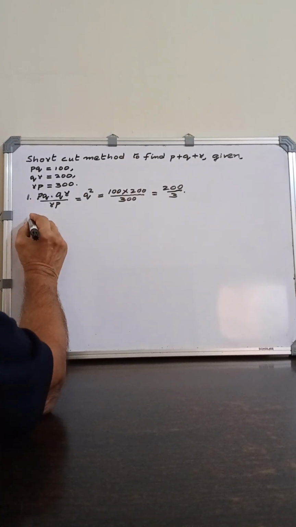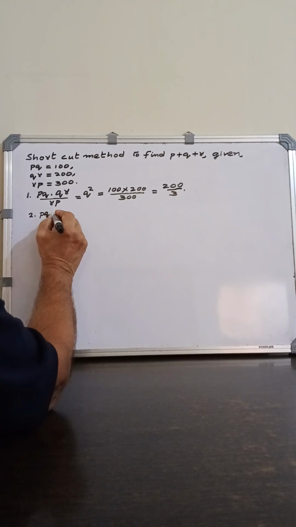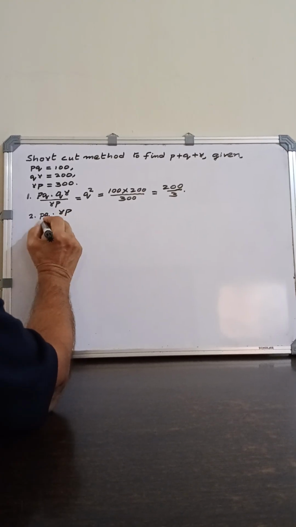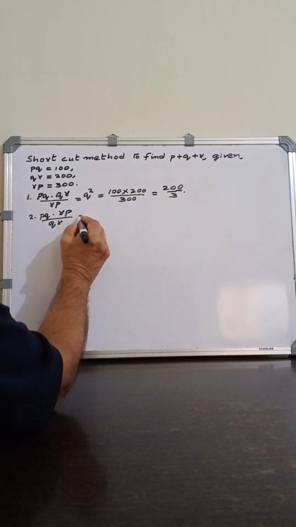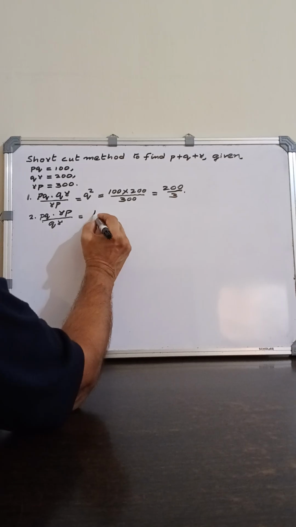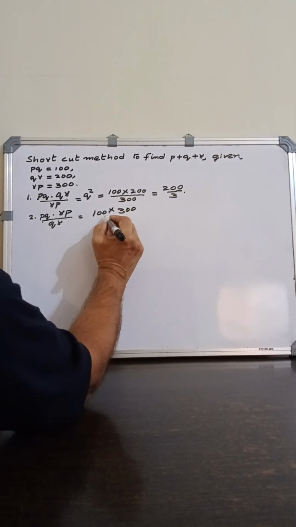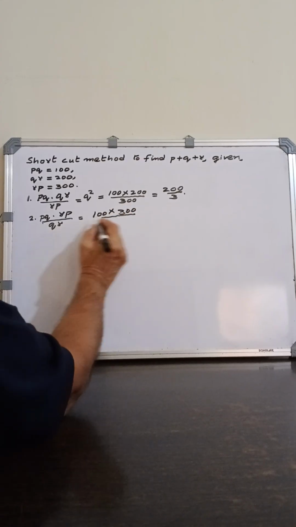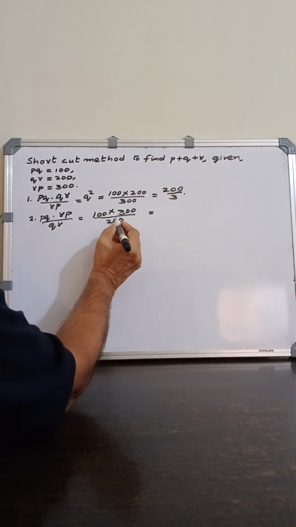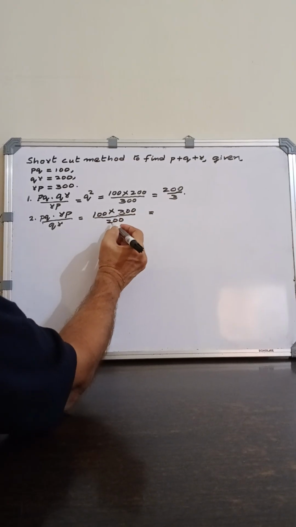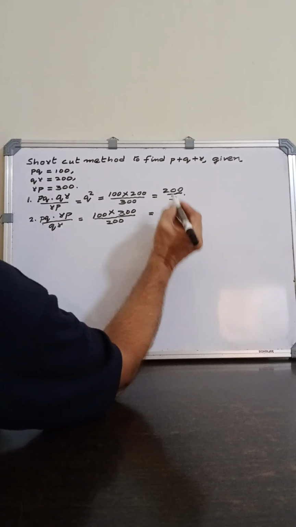Like that, second one, I am taking PQ into RP by QR, equals PQ into RP by QR equals 100 into 300 by QR 200 gives, 0, 0 cut, therefore 300 by 2. That is 300 by 2 means 150.